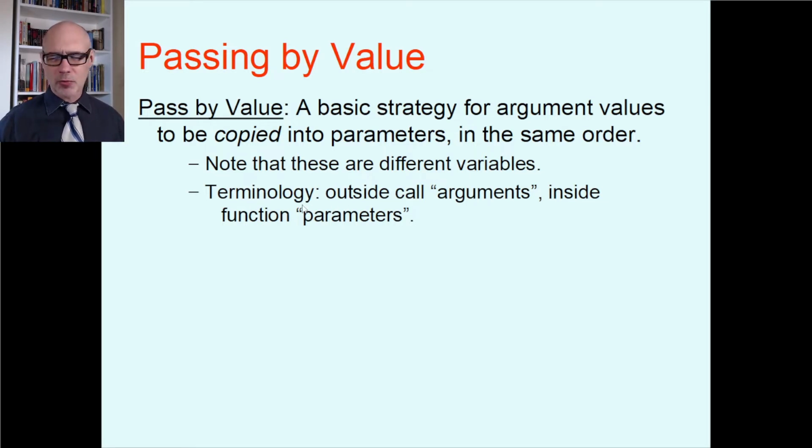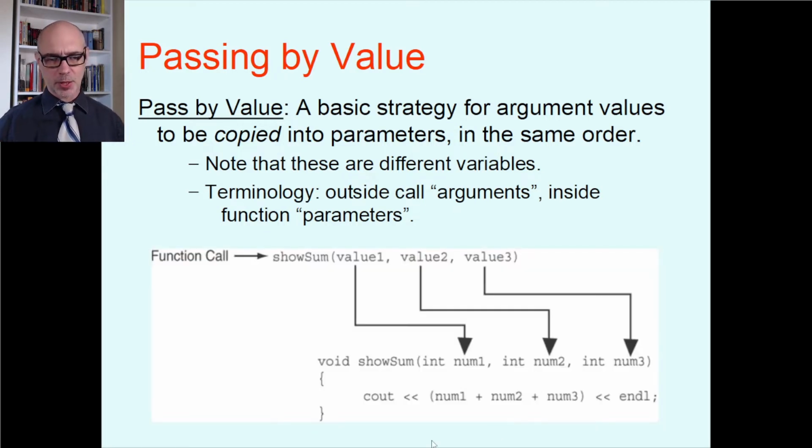And we try to be careful about the terminology about these things. Technically, the outside call values are called the arguments, and inside the function, they're called parameters. Again, they're really two different things. So arguments outside, parameters inside. I think some other people might call these actual parameters versus formal parameters. Like outside, it's actual parameters, and inside, it's formal parameters, I think. But anyway, it's the outside and the inside. Here's a little picture of that.